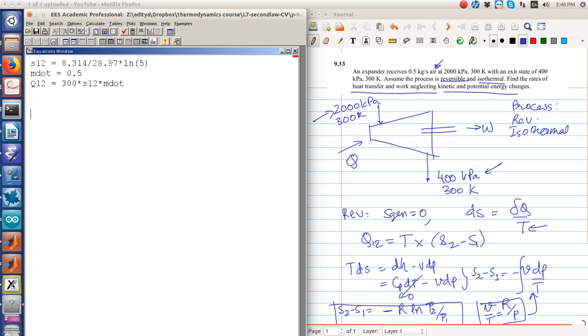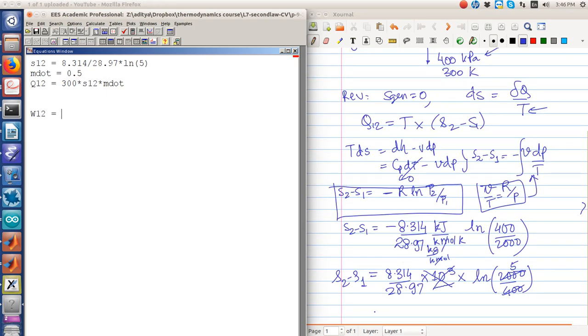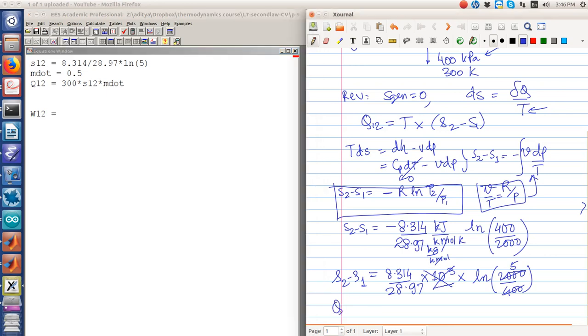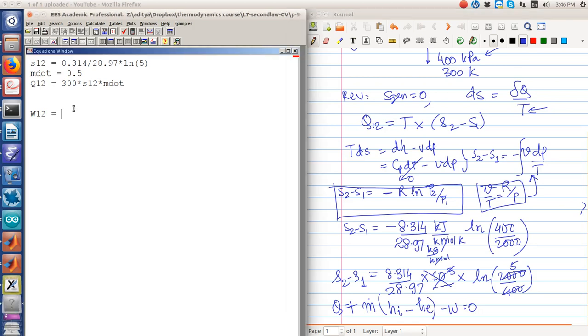Similarly, W12 is equal to what? The work done by the expander, we can write it as Q plus m dot times Hi minus He minus W equal to 0. So this W is equal to Q12 plus m dot times H1 minus H2.